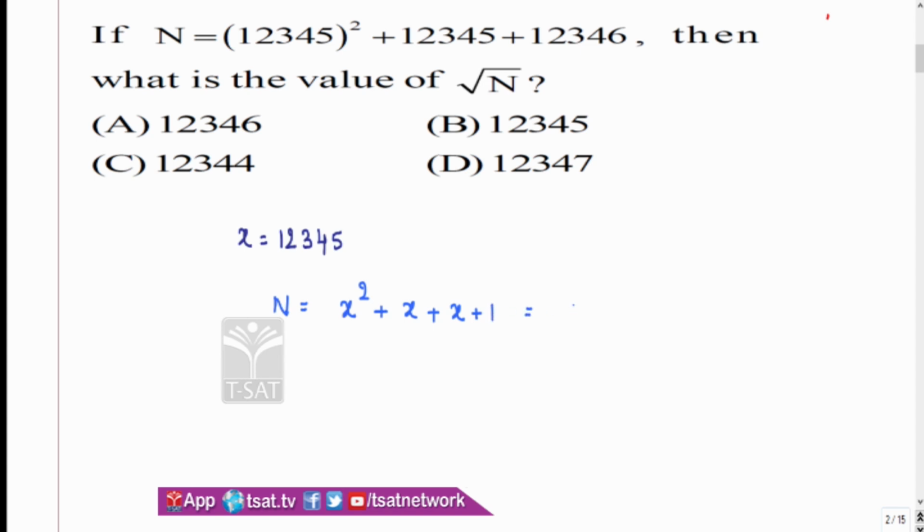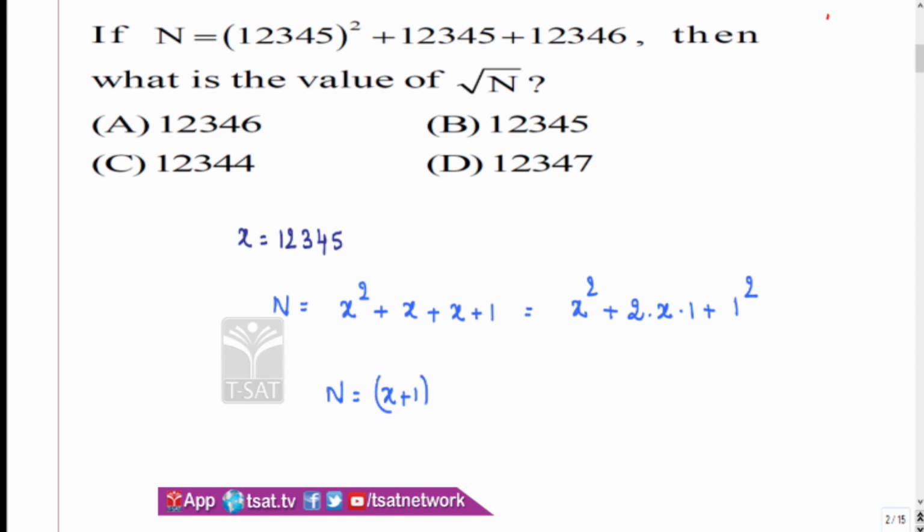which you can further write as x square plus 2 into x plus 1 square, or else you can write it as x square plus 2 into x into 1 plus 1 square. Now it is in the form of a plus b whole square, where a is x and b is 1. Therefore, I can write n is equal to x plus 1 whole square.